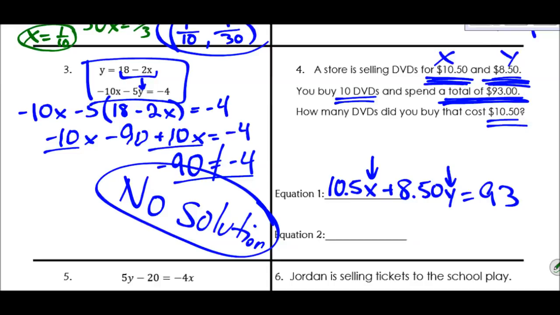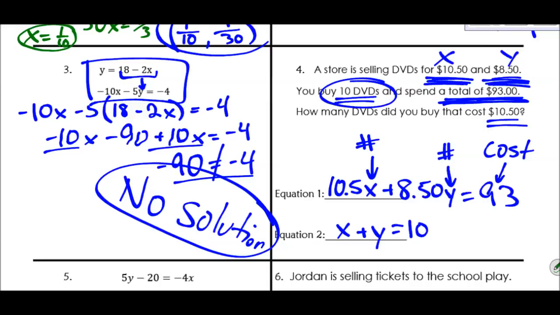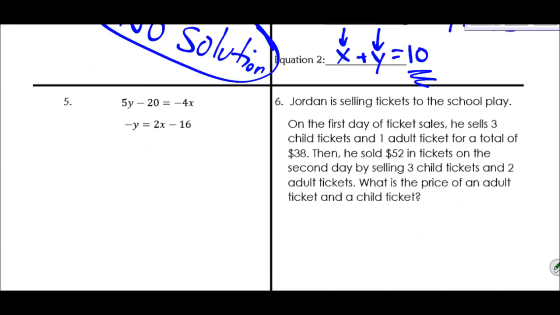This whole equation is talking about the cost. This is talking about the number of that type of DVD. This is talking about the number of that type of DVD, but the entire equation is talking about the cost. I know my X and my Y are just talking about how many of these I have. So those two put together is the 10. It's still talking about the number of DVDs of each kind, but we're not talking about the cost anymore. Now we're just talking about how many of them we actually have. So the X plus the Y, those two types put together, is 10.